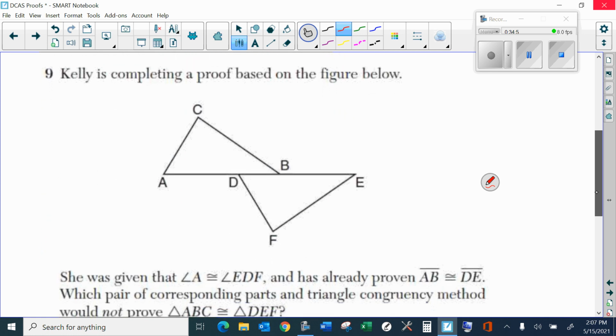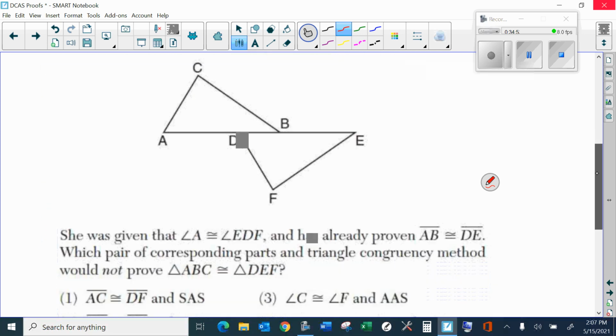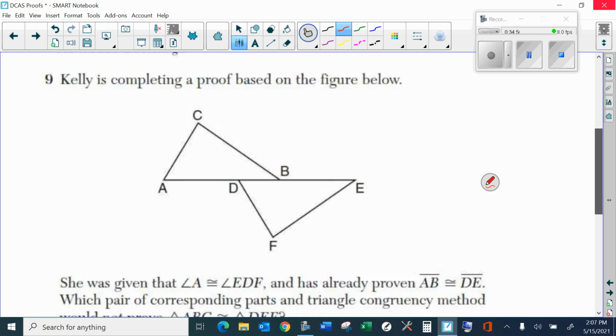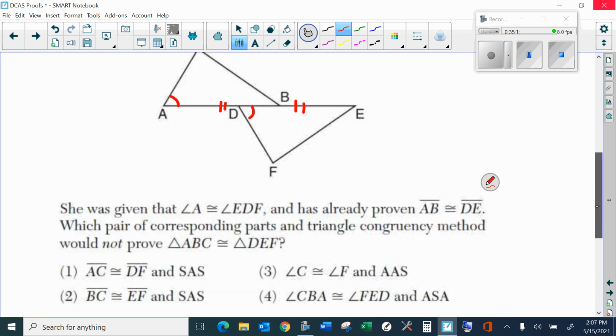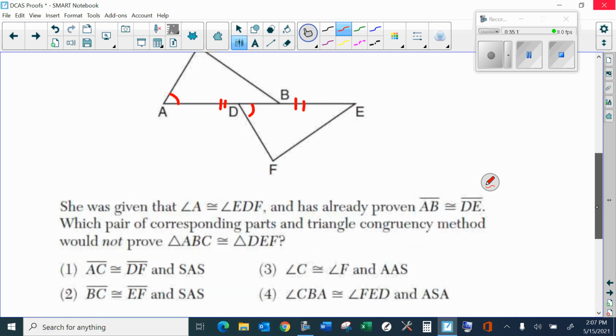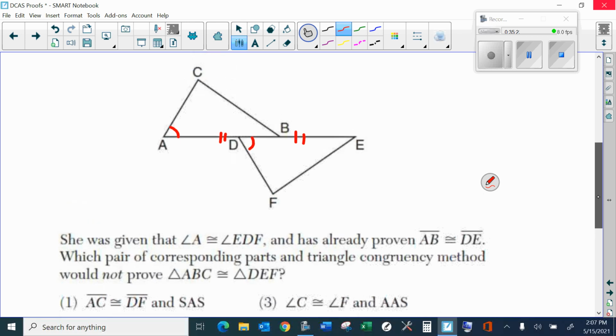All right, Kelly's completing a proof based on the figure below. She was given angle A is congruent to EDF, that right there, and has already proven segment AB, so I'm just going to call it like this, is congruent to DE, this one right here. Which pair of corresponding parts in triangle congruency method would not prove ABC is congruent to DEF?